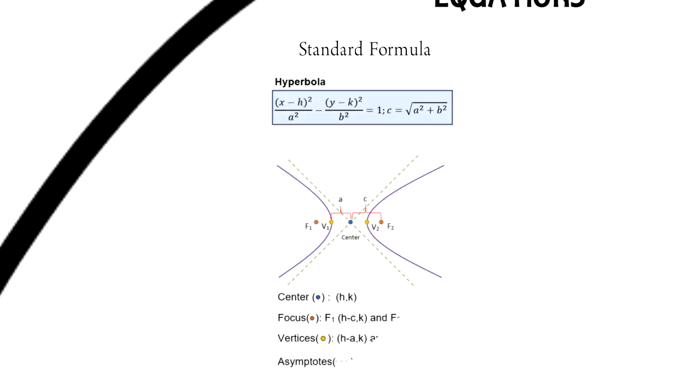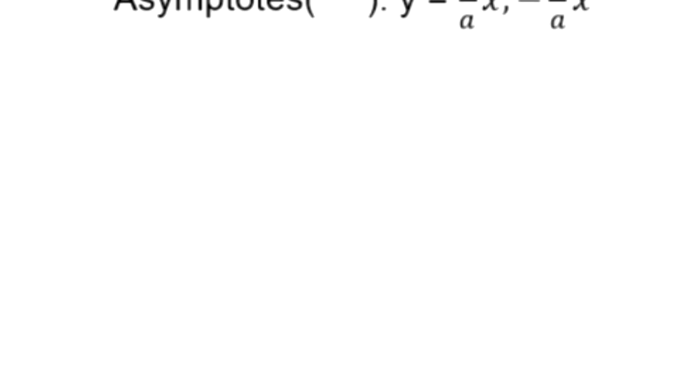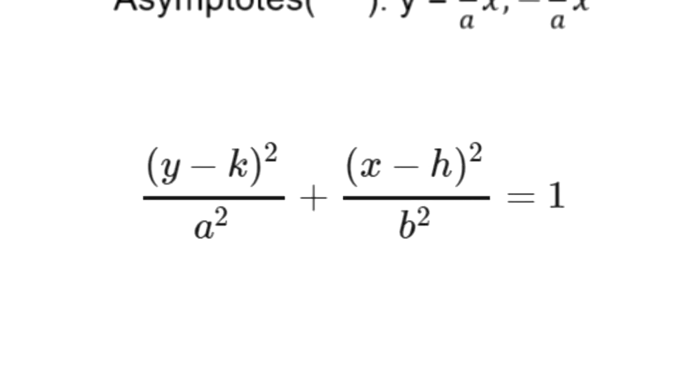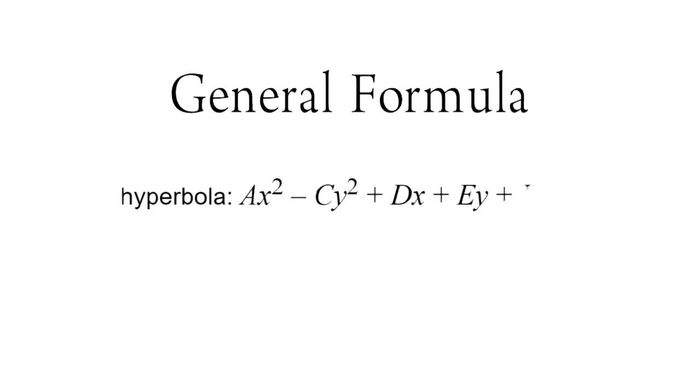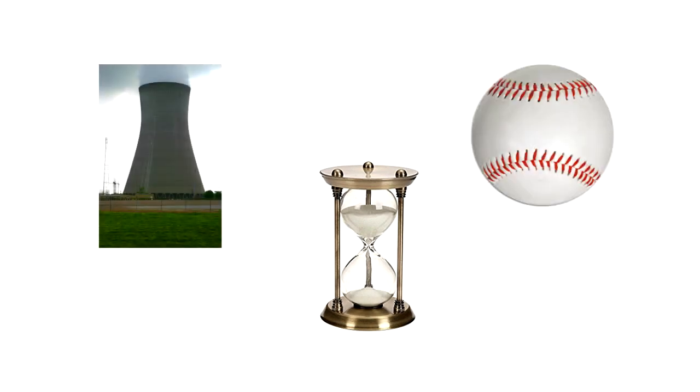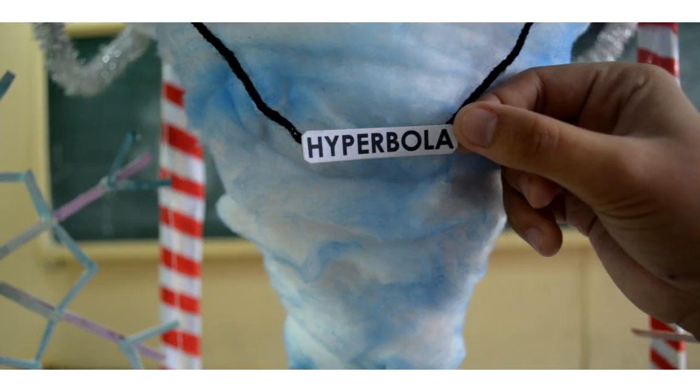The standard formula for the horizontal axis is x minus h squared over a squared minus y minus k squared over b squared equals 1. The standard formula for the vertical axis is y minus k squared over a squared minus x minus h squared over b squared equals 1. Then the general formula of the hyperbola is ax squared minus cy squared plus dx plus ey plus f equals 0. Here are some examples of a hyperbola. Plotting it out on our double napped cone, this is the hyperbola.